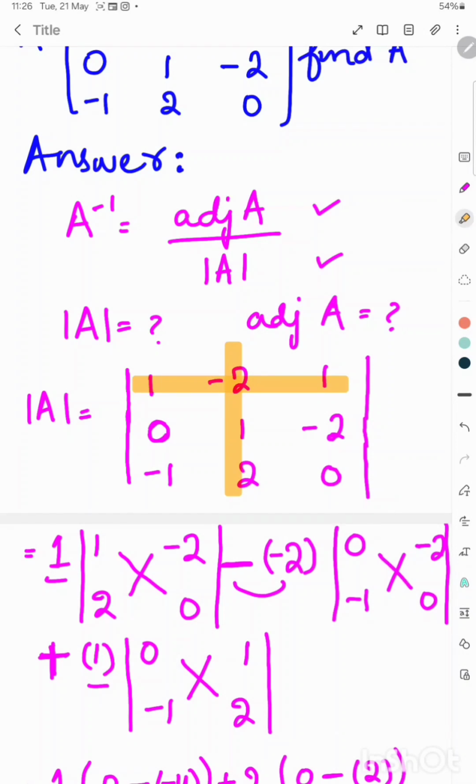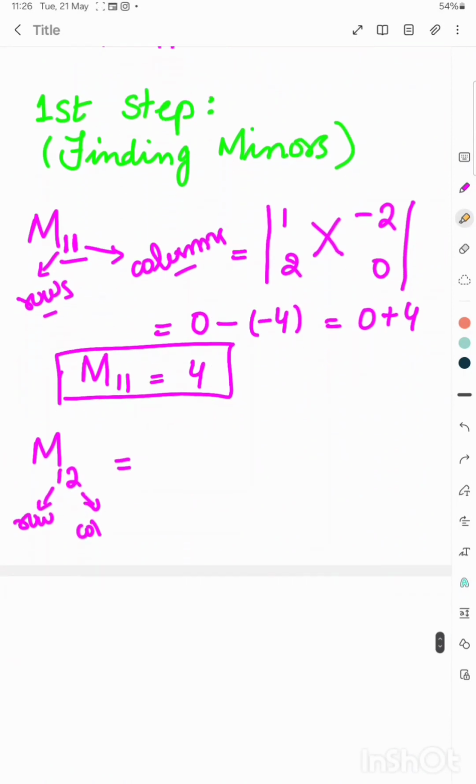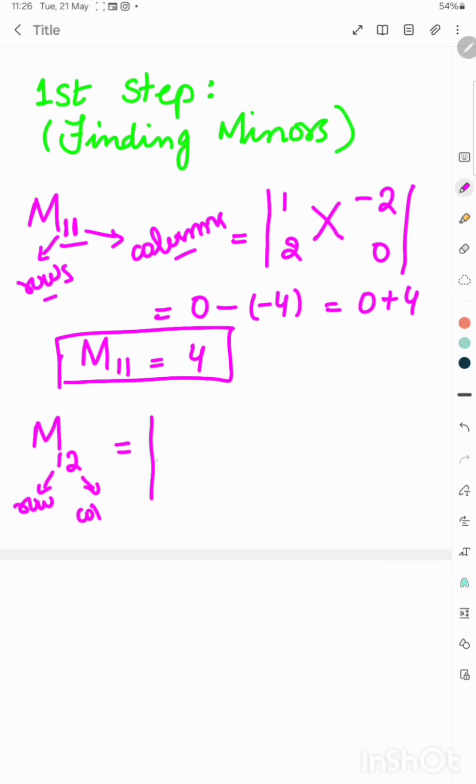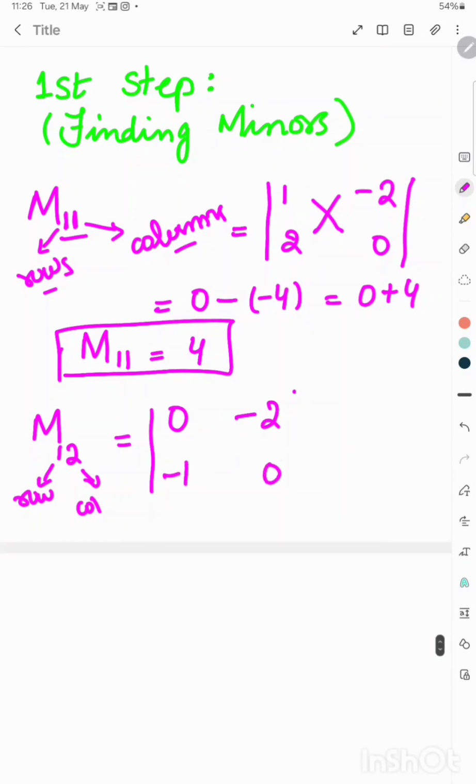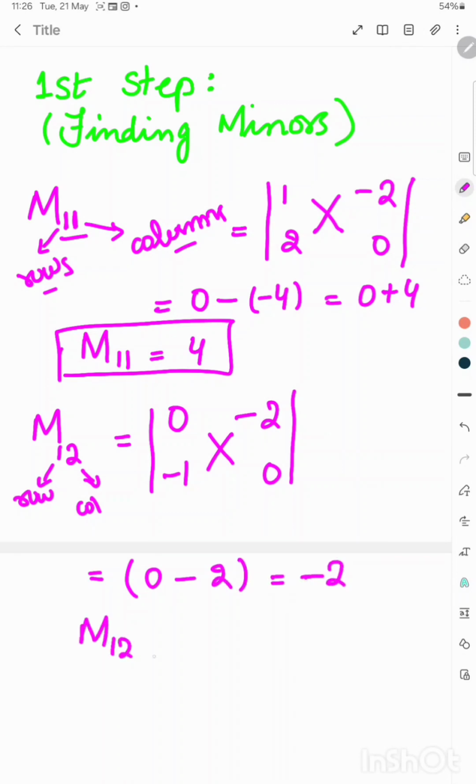So I will write these: 0, minus 2, minus 1, 0. Now I will just cross multiply them and put the negative sign between them. So 0 multiplied by 0 is 0 and minus 2 multiplied by minus 1 is plus 2. So what I get here is minus 2. So here M12 is equal to minus 2.